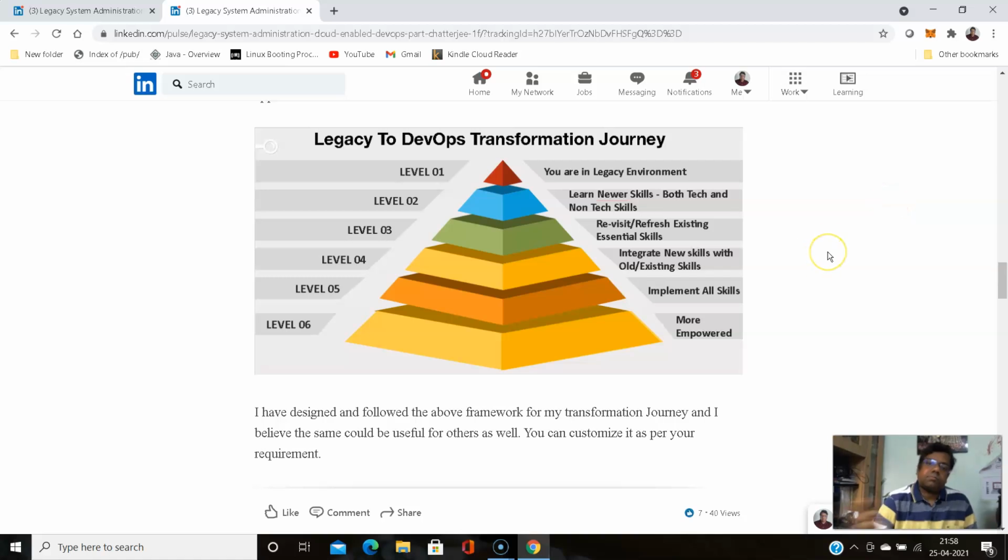Now this is the framework that I designed for myself for my DevOps journey, or you can say my skill upgradation journey. Level 1 is the stage where you are currently. You are in the traditional mode, working in traditional environments. At level 2, you need to start learning newer skills, both technical and non-technical. At level 3, you need to refresh existing skills, going deeper into what you already know, like computer networking, virtualization, operating systems, and other skills. Then at level 4, you need to integrate the old skills with the new skills.